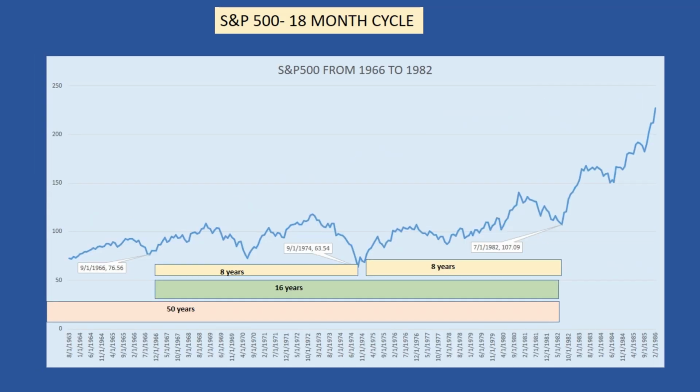The third 18-year cycle was expected in 1984. The first 9-year cycle should occur in 1974, and the second in 1983. In 1974, the S&P 500 index formed a major low at 63.54. The second 9-year cycle had a major low in 1982 at 107.09. 1982 marked the beginning of the 1980s Great Bull Market.